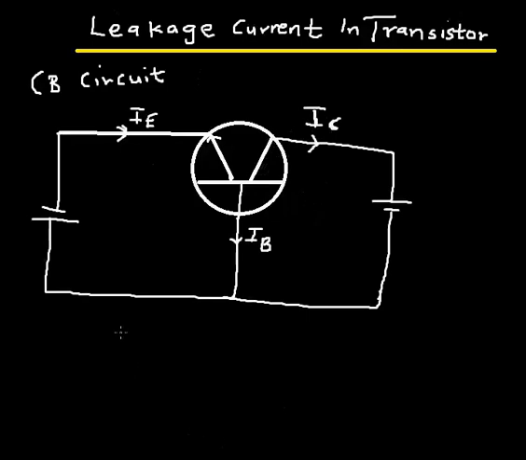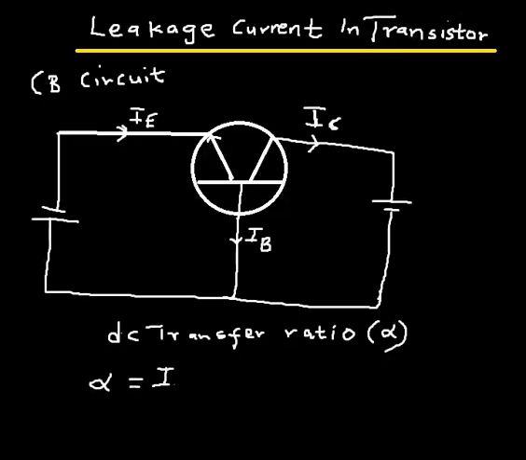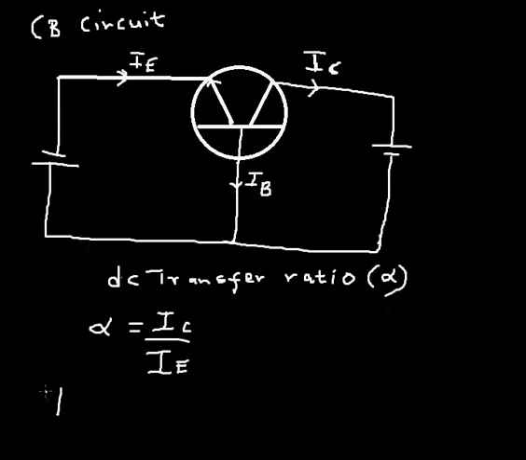Because we already know that the DC transfer ratio of the common base configuration, which we call alpha, makes us understand that the transfer ratio is equal to IC over IE. Which simply means that for me to get my collector current, I have to multiply the transfer ratio times the emitter current, which is my input.